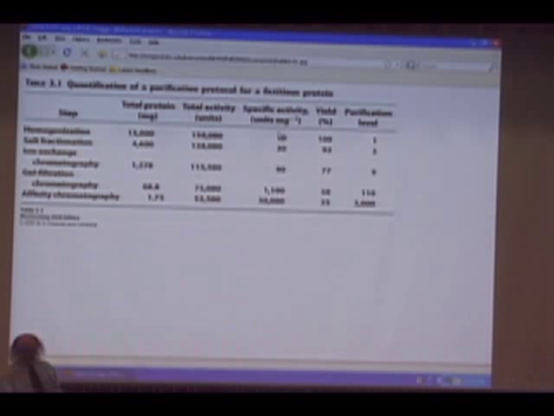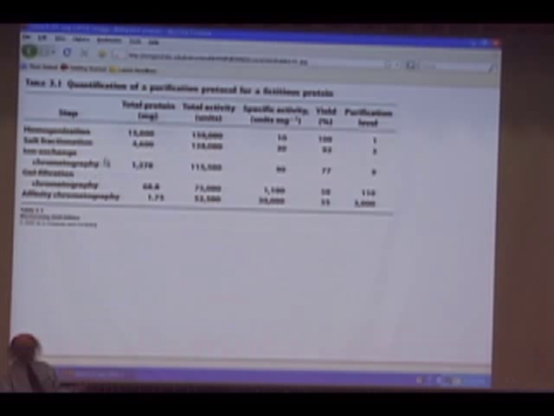My specific activity in this case is this number, 138,000, divided by my total milligrams of protein, or 30 units per milligram. My protein has gotten purer. More units per milligram means my protein is purer. My yield at this point is 92%. And what does that mean? My yield is how much activity I have now compared to how much activity I had to start with. This divided by this times 100. My purification level is the increase in specific activity that I see. That is the 30 divided by the 10.